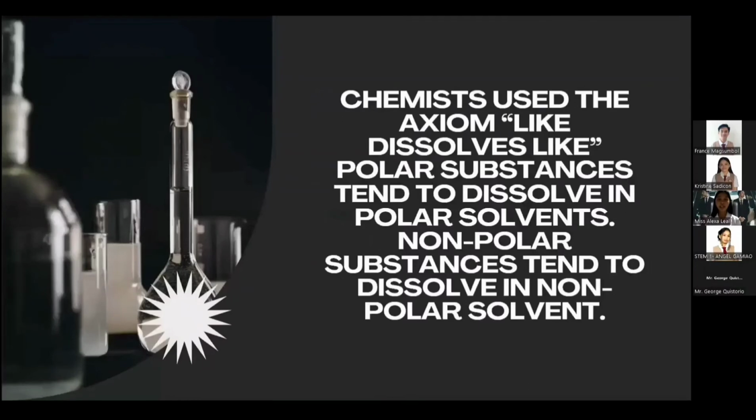Chemists use the axiom like dissolves like. Polar substances tend to dissolve in polar solvents. Non-polar substances tend to dissolve in non-polar solvents. So, like dissolves like means if the solvent is polar, then polar and ionic substances will be dissolved in it. An example is HCl in water. If the solvent is non-polar, then only non-polar substances can be dissolved in it. An example is hexane in benzene.